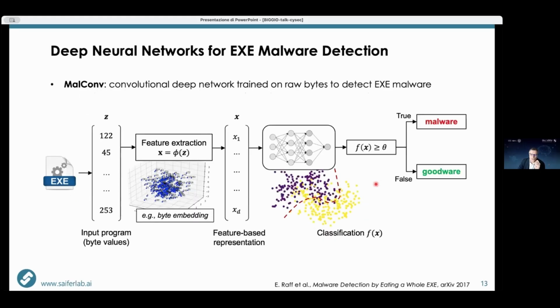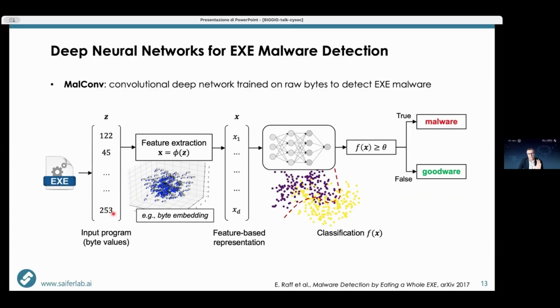So in 2017, these types of deep architectures started being used for malware classification as well, in particular for classification of executable programs as malware or goodware by just looking at the bytes of the compiled program. In this case, what was done was to consider the input sequence of bytes to the machine learning model. These bytes are treated basically as tokens in language models, so as words.